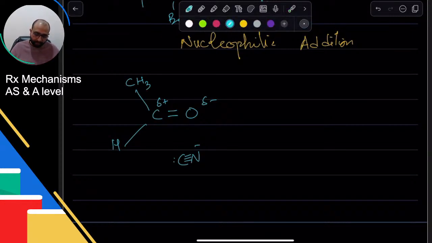Really straightforward. First of all, this will attack it. Okay? Why is this reaction happening? And why wasn't it able to react with chloride? Because the chloride was repelling it. Isn't this repelling it?